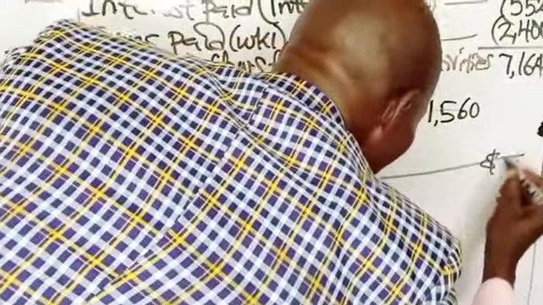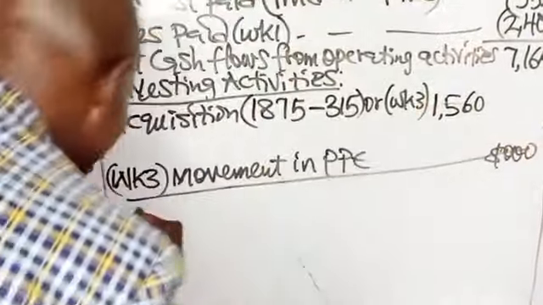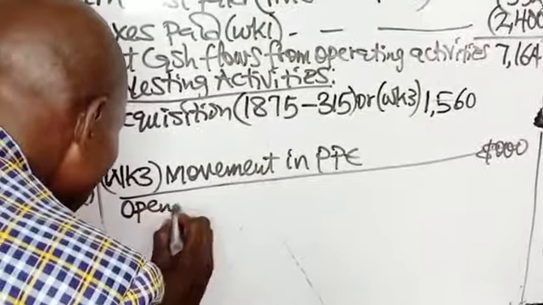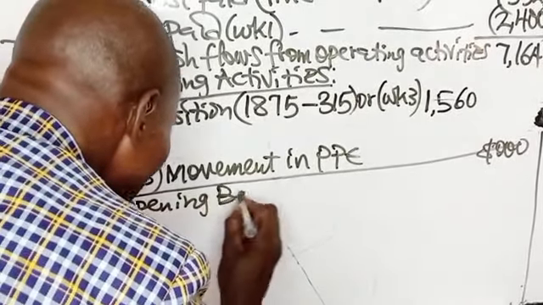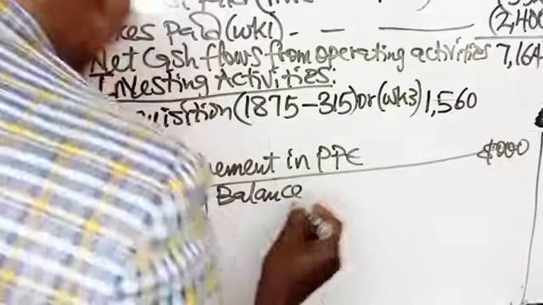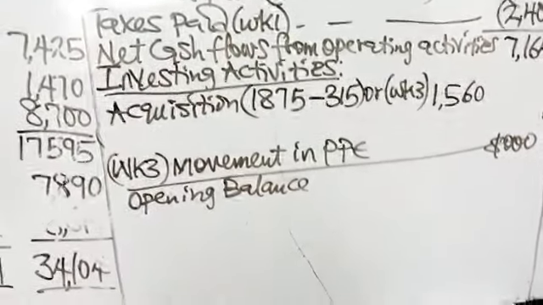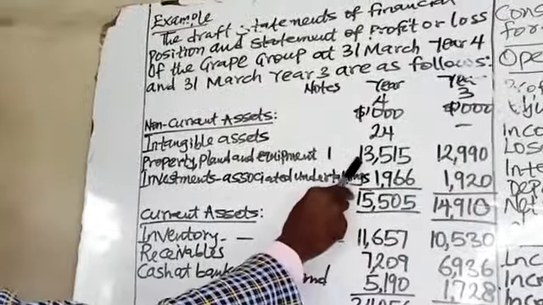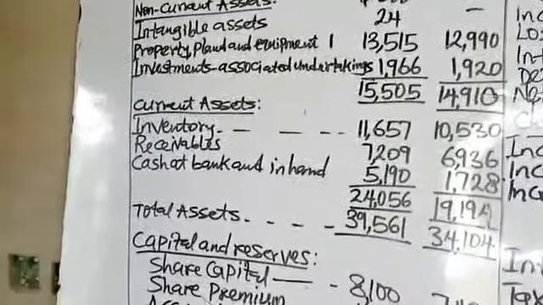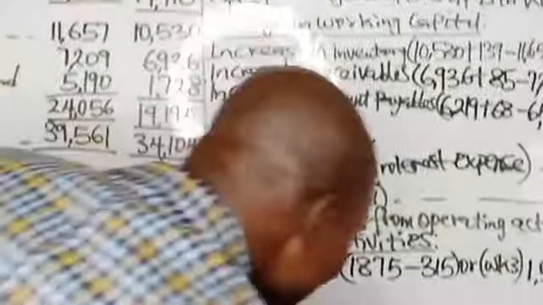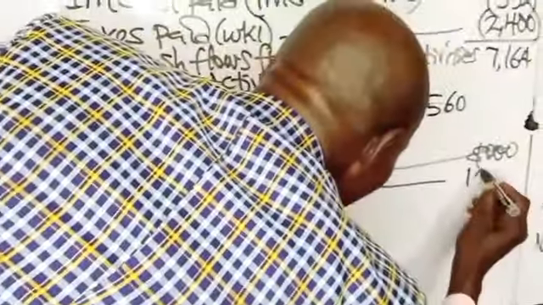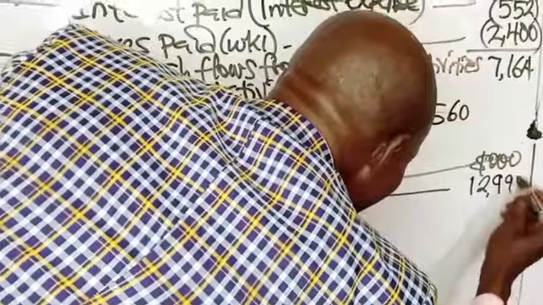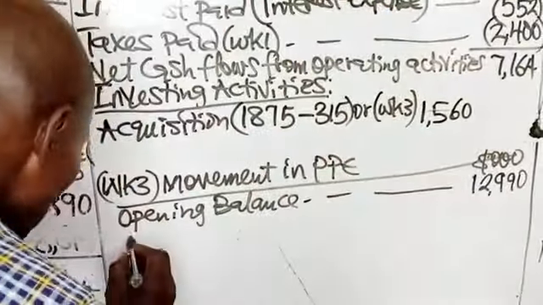In the movement of property, plant, and equipment, we normally start with the opening balance. How much is the opening balance of PPE? We have property, plant, and equipment. Opening balance is 12,990, while the closing balance is 13,515. So, opening balance 12,990.